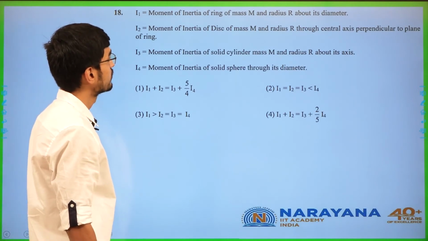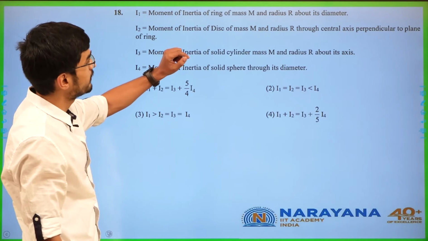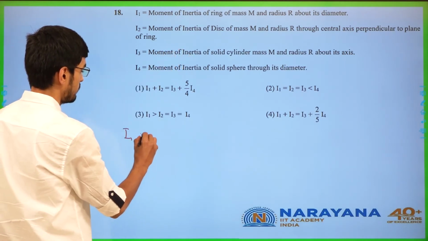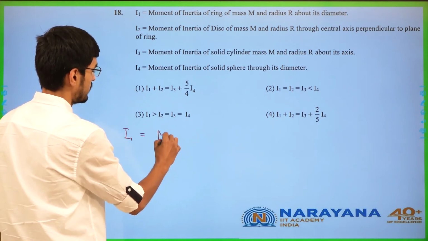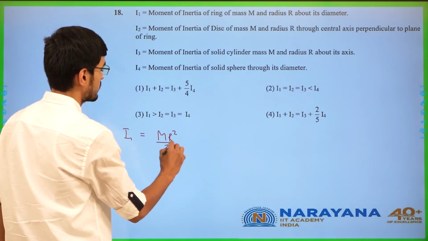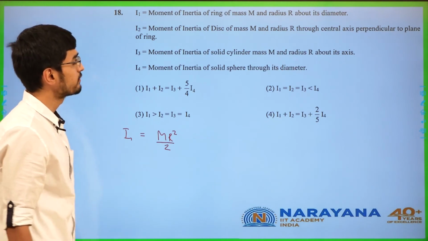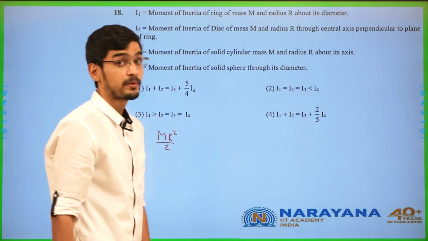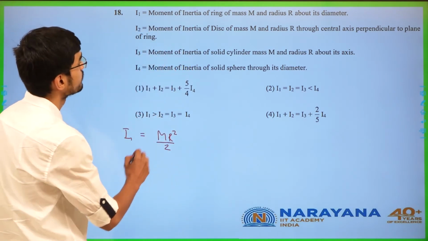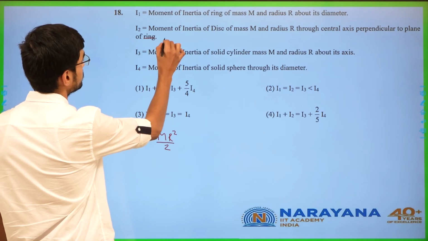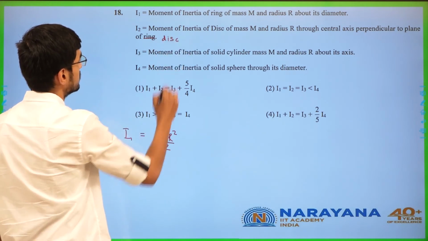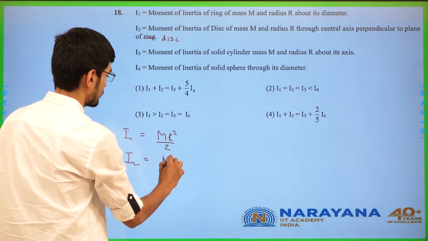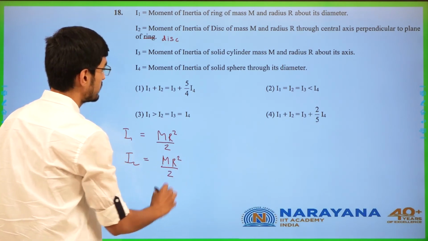Moment of inertia of a ring of mass m and radius r about its diameter is mentioned as I1. So as we know, I1 about a diameter for a ring is mr square by 2. I2 is defined as the moment of inertia of a disk of mass m and radius r through the central axis perpendicular to the plane of the ring. Sorry, this should be disk. I2 is a disk object. So I2 will also be mr square by 2, that's a standard result.